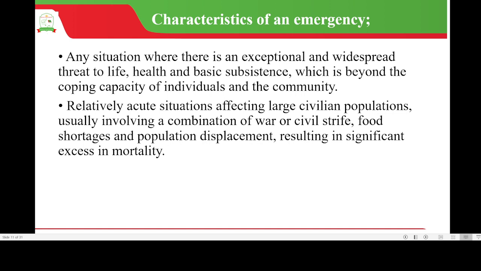Also, relatively acute situations that affect large civilian populations, usually involving a combination of war or civil strife, food shortages, and population displacement, result in significant excess mortality. So this can also characterize an emergency.